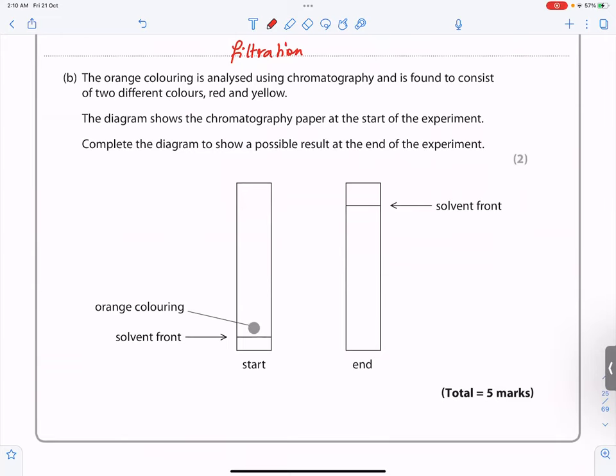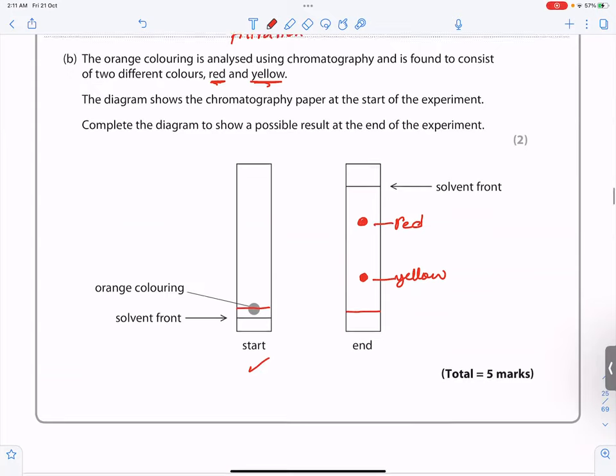Question B, the orange coloring is analyzed using chromatography and is found to consist of two different colors, red and yellow. The diagram shows the chromatography paper at the start of the experiment. Complete the diagram to show a possible result at the end of the experiment. طيب, المفروض ان هنا في البيزلاين هتلاقي two spots طالعين من الorange coloring, واحدة هتبقى yellow والتانية هتبقى red. وطبعا تتحط بأي ترتيب, يعني red تحت اليلو فوق، أو ريد فوق واليلو تحت مش فارقة خالص، المهم إن في سبوت يلو وفي سبوت ريد.